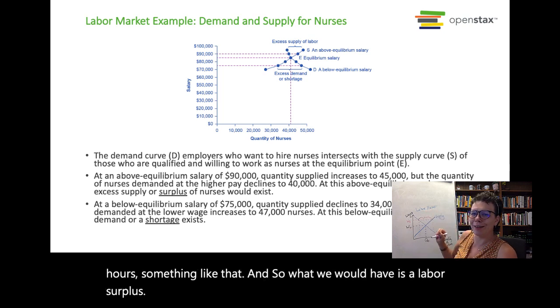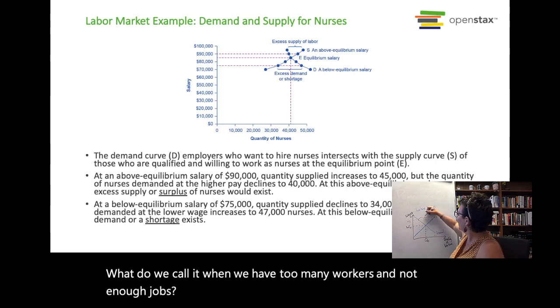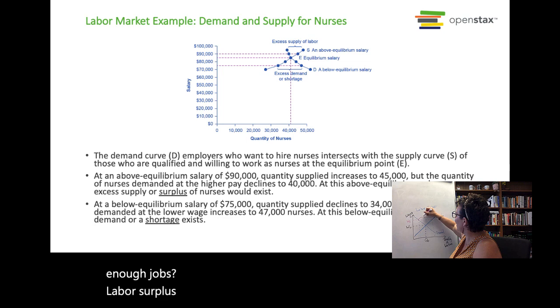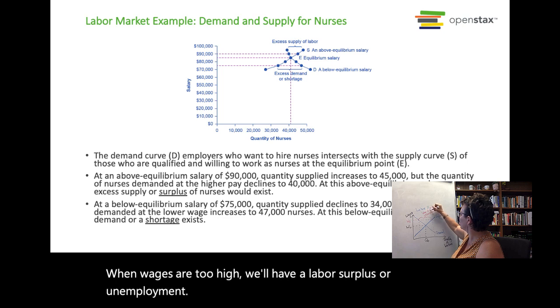What do we call it when we have too many workers and not enough jobs? Labor surplus is the same as unemployment, right? When wages are too high, we'll have a labor surplus or unemployment. Cool?